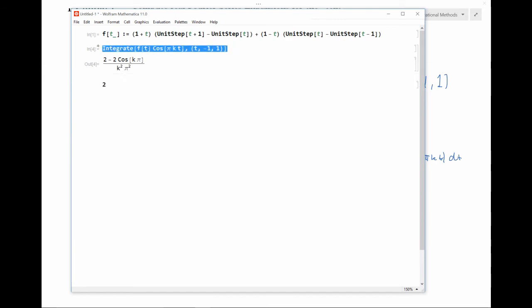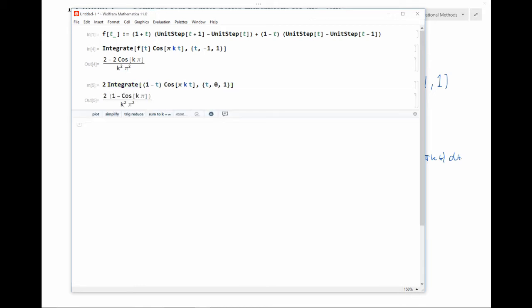So instead of integrating from -1 to 1, I'm going to integrate from 0 to 1 and multiply by 2. And the result is exactly the same.